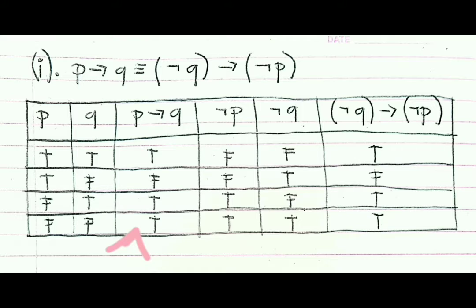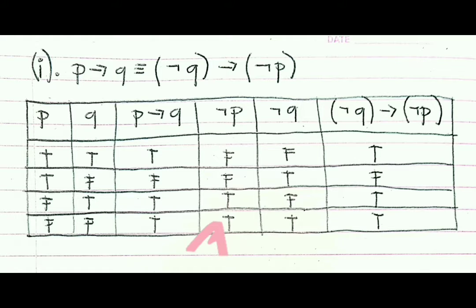In the third column of the table, which is the P implies Q, if both are true, the answer is true. If P is true and Q is false, the answer is false. If P is false and Q is true, the answer is true. If both P and Q are false, the answer is true.